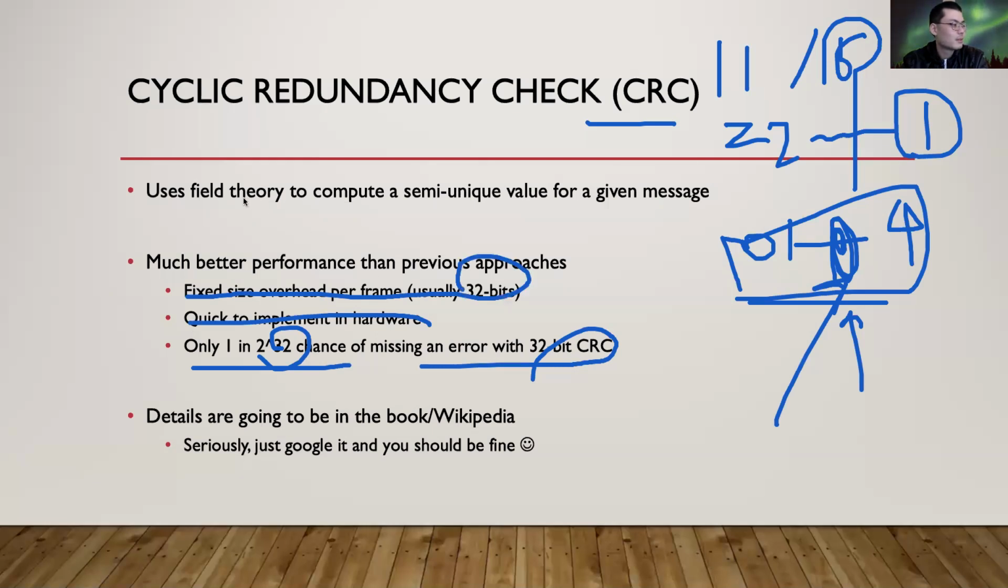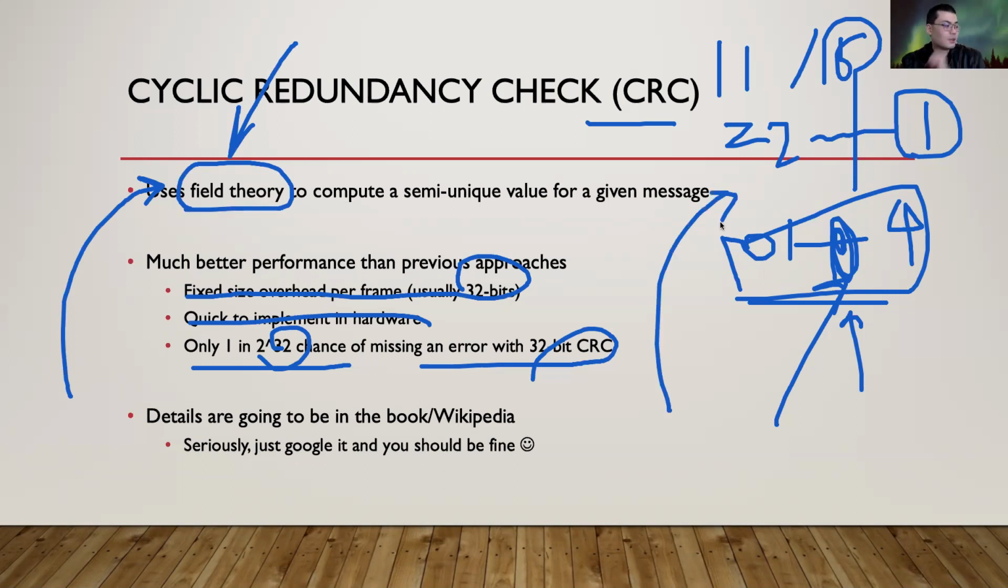But again, this is based on the field theory, you know, the group field is a kind of group series, this kind of stuff. So very difficult, right? It's advanced number theory. A lot of textbooks will ask you to do this kind of division calculation, but I think as long as you know it, that's good enough. Okay, we will skip the details. If you are interested, you are welcome to look at the textbook and also Wikipedia. It contains the CRC details.